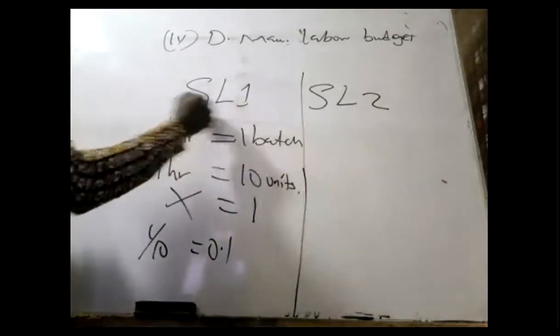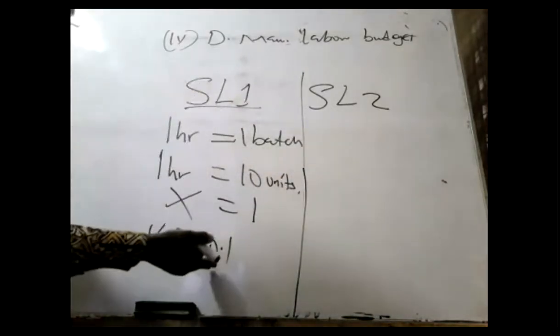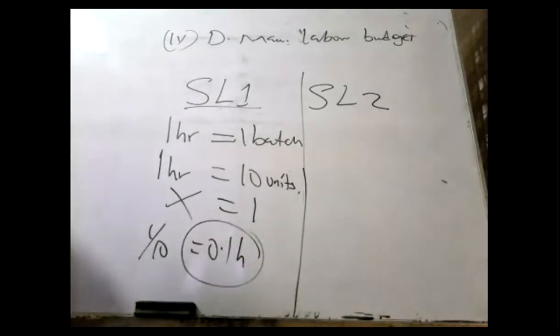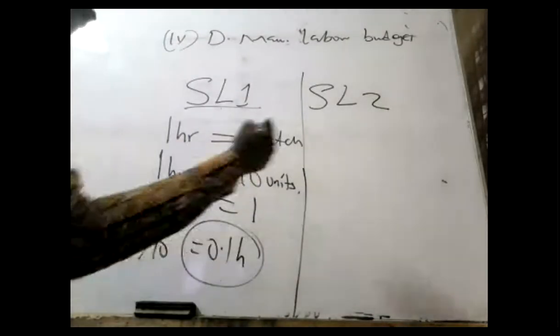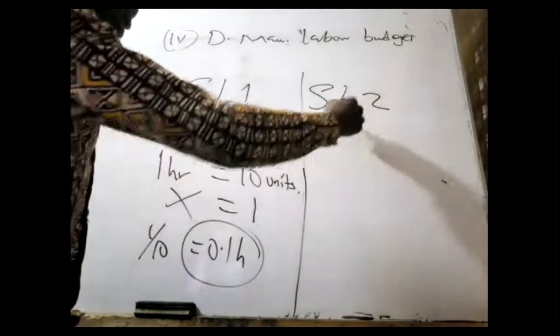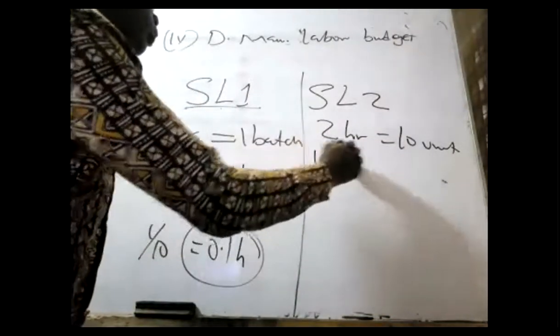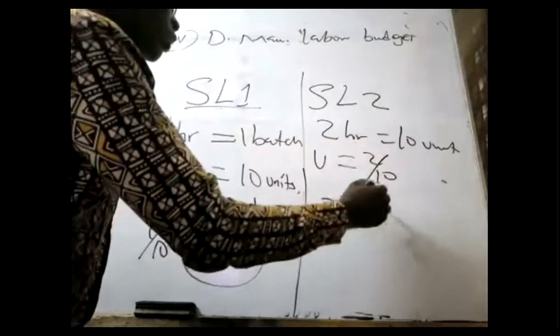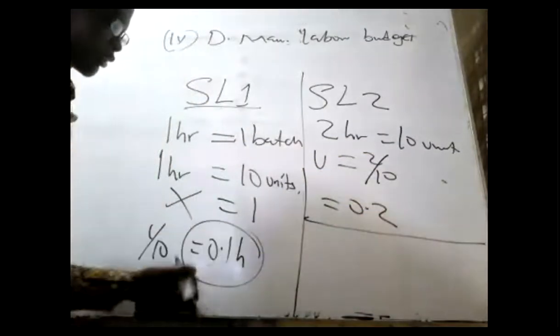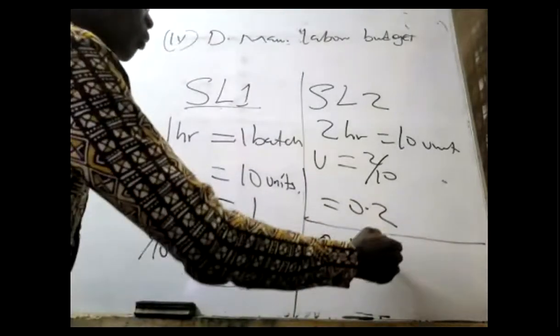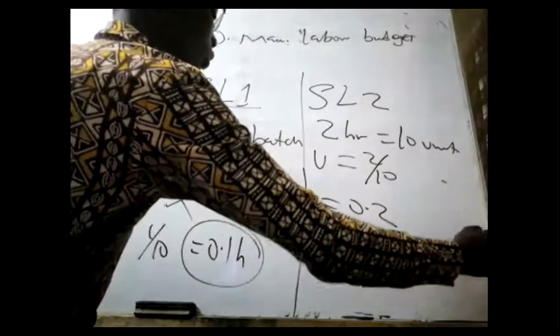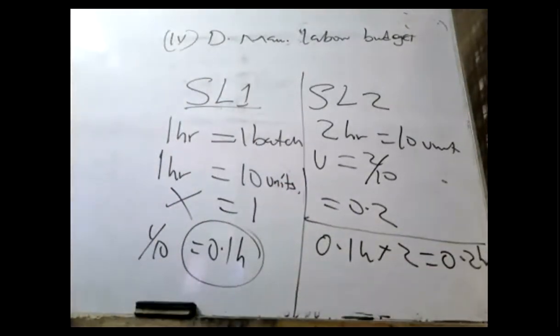Now, if the senior staff, skill level one, are using 0.1 hour for a unit, then the junior people use double. That means these people use 2 hours. So 2 hours is equal to 10 units. Therefore, one unit will be 2 out of 10, the same as 0.2. If you want to check yourself, just multiply 0.1 by 2 and you get 0.2. So in short, the requirement is 0.1 and 0.2. That's the hours required.